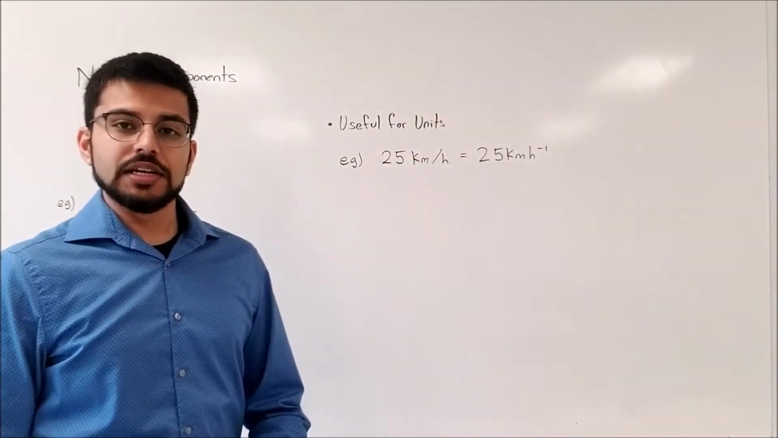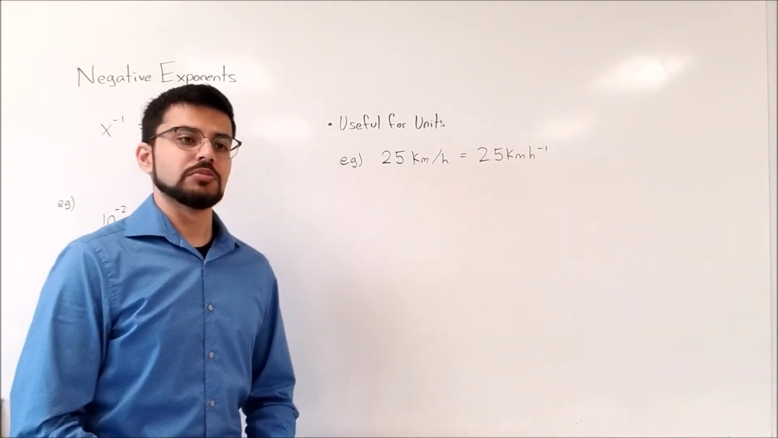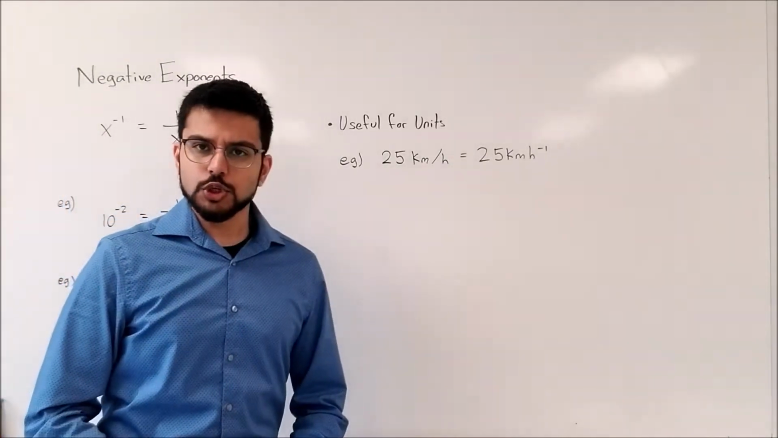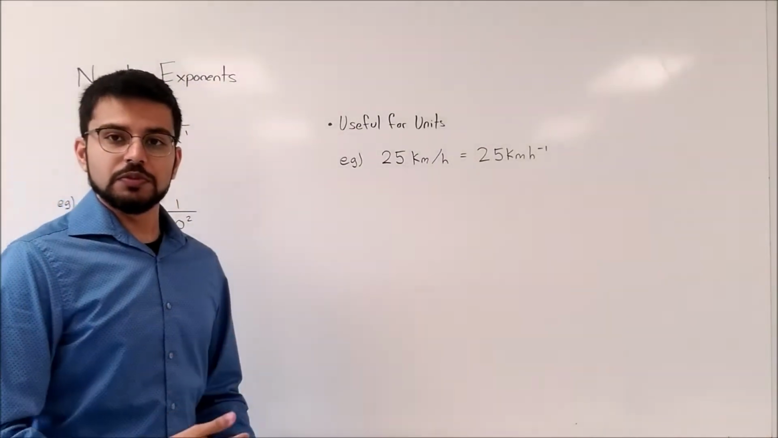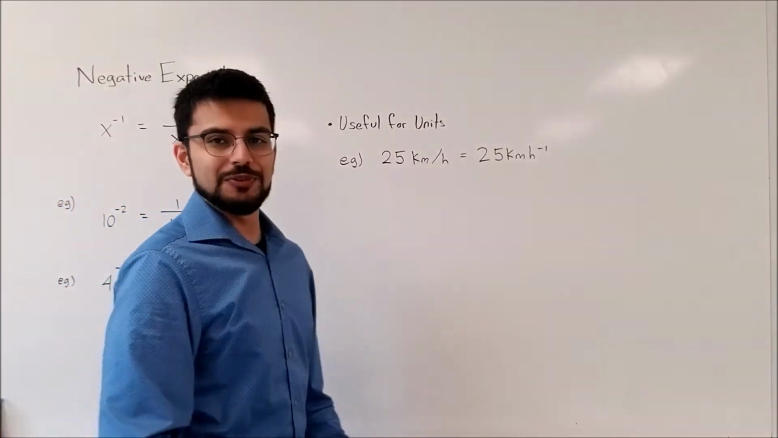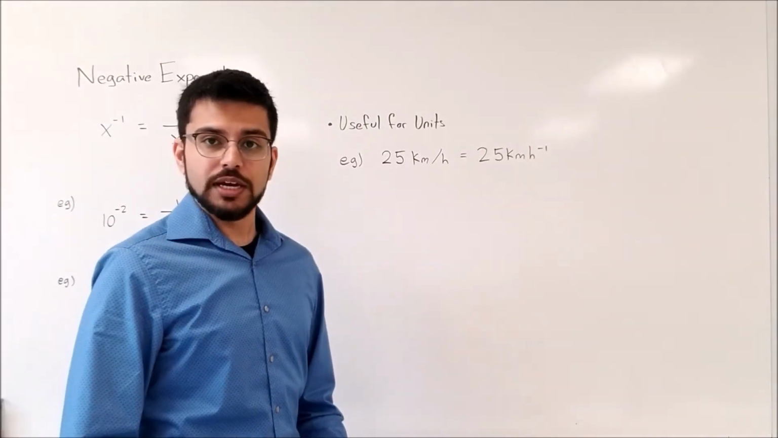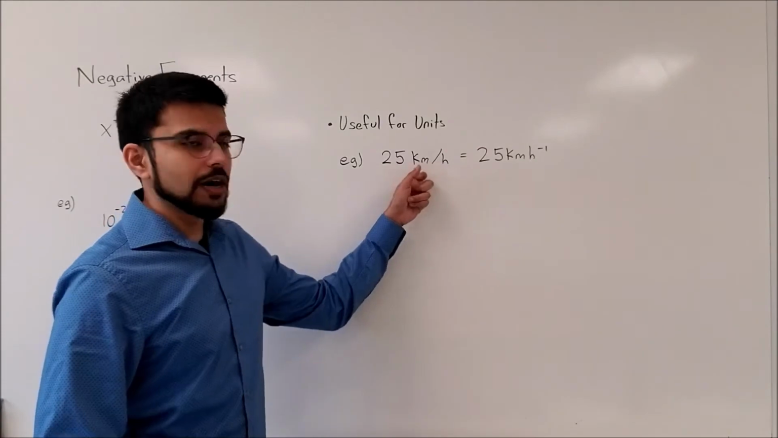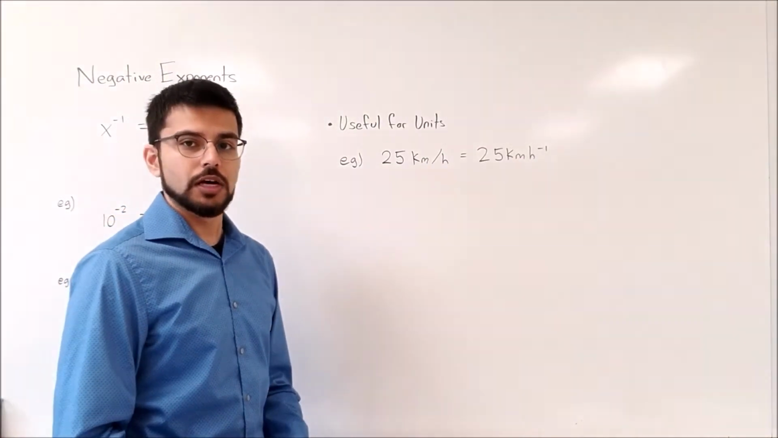Where I like negative exponents is when I'm dealing with units in science problems. Particularly in physics, they show up a lot, sometimes in chemistry as well. An example that you might be familiar with, though it might not be as useful for something like this: you've seen 25 kilometers per hour, maybe on a road sign. Well, this kilometers per hour is actually a fraction. It's kilometers on top of the fraction, hours on the bottom of the fraction.